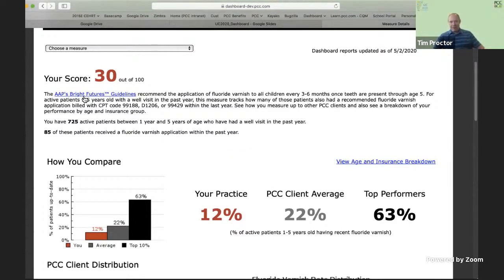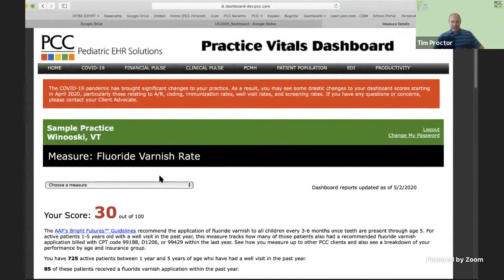We have a link here to some Bright Futures information that does now include, for kids of a certain age, a recommendation for fluoride varnish. Most practices are billing that with a 99188. That is the appropriate code, CPT code. Some practices are using the dental, the D1206 code for that as well, per payer requirements. So that is another measure in here.